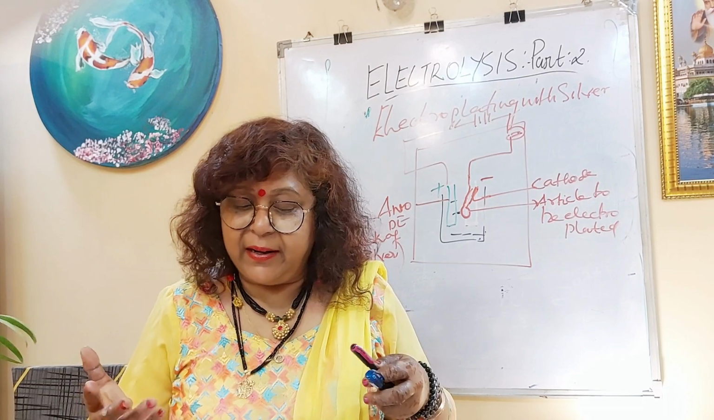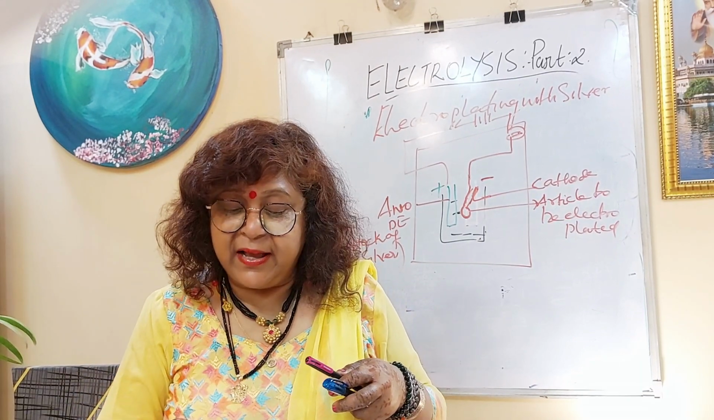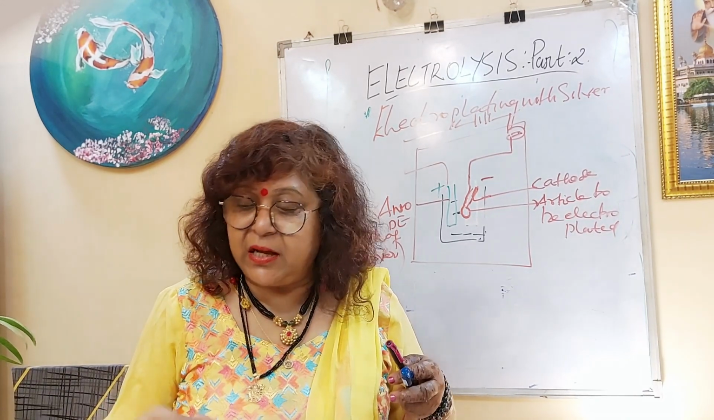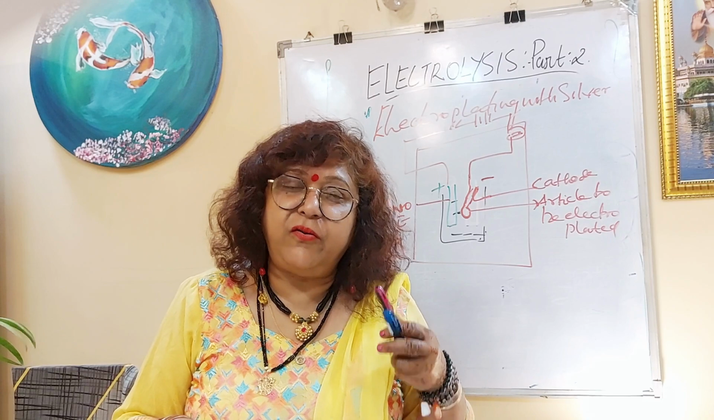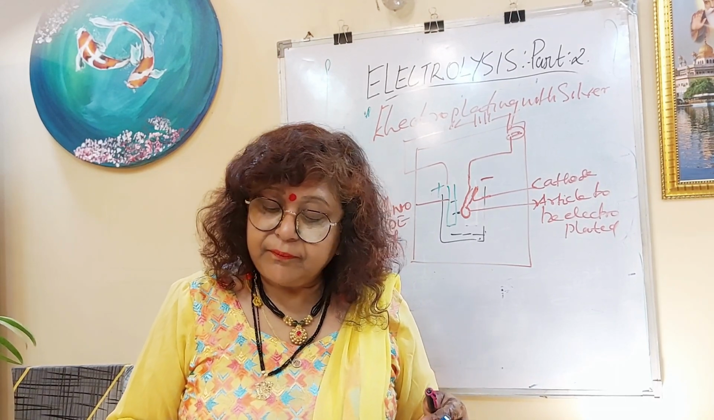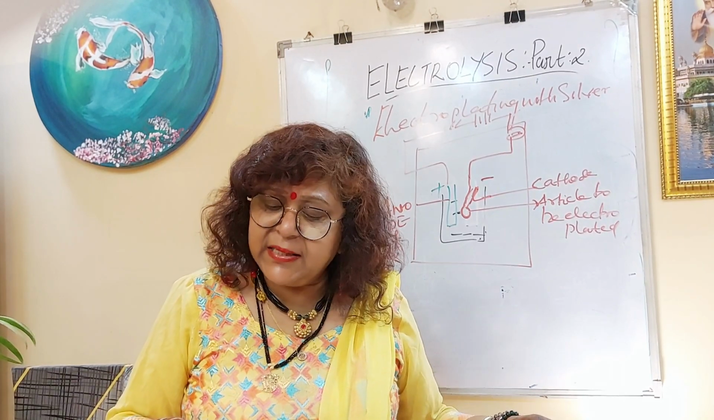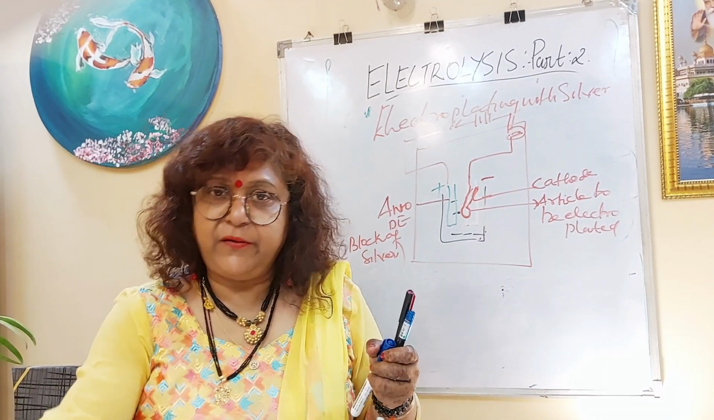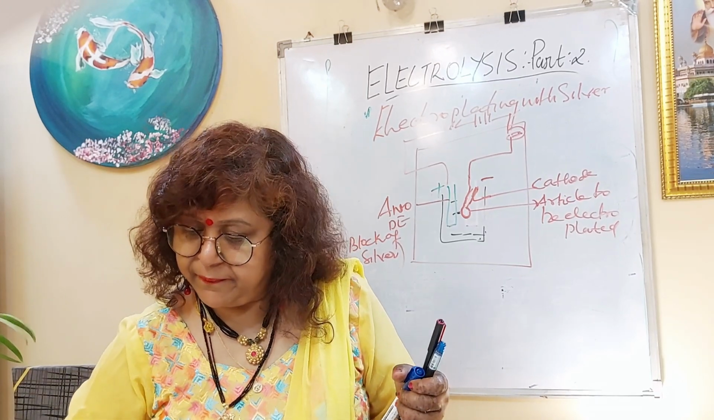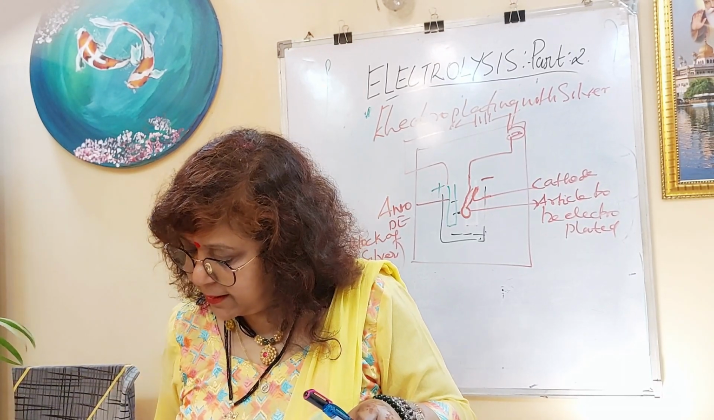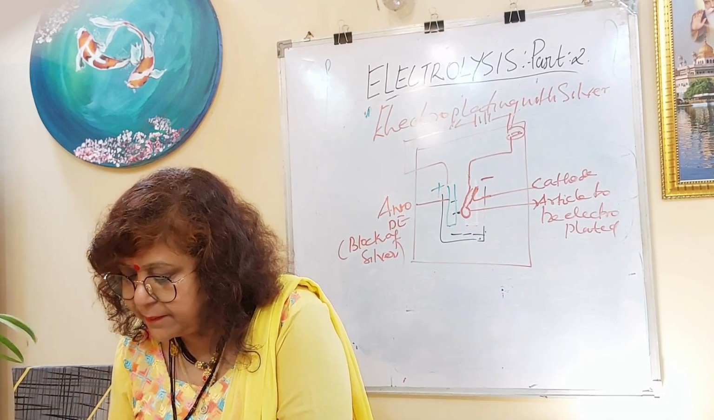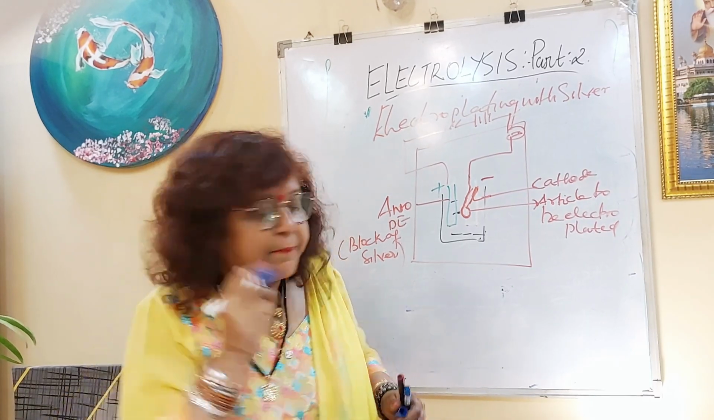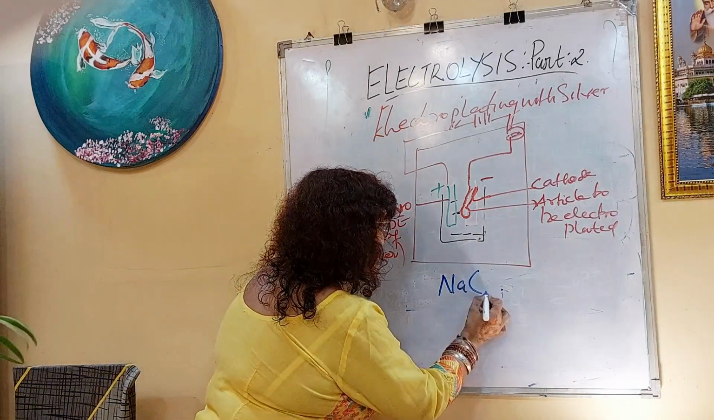Now, what are the electrode reactions which take place here? The electrolyte used here, Na[Ag(CN)2], breaks into three components: Ag+, Na+, and 2CN-. The electrolyte used here is Na[Ag(CN)2].